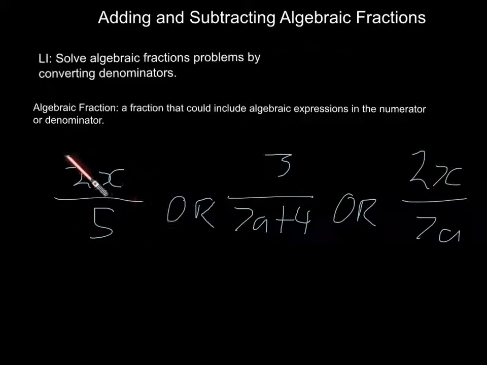So here we go, here's one here: 2 times x divided by 5, or 3 over 7a plus 4, or 2x over 7a. Now excuse my dodgy writing. Okay, so there you go, there's 3 different algebraic fractions.